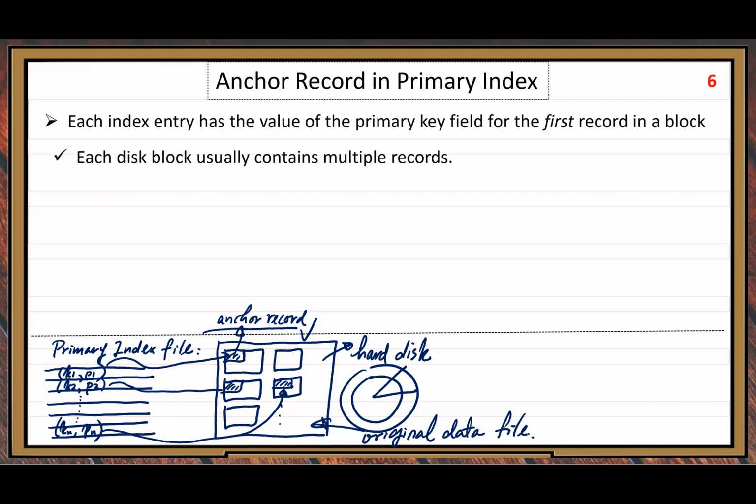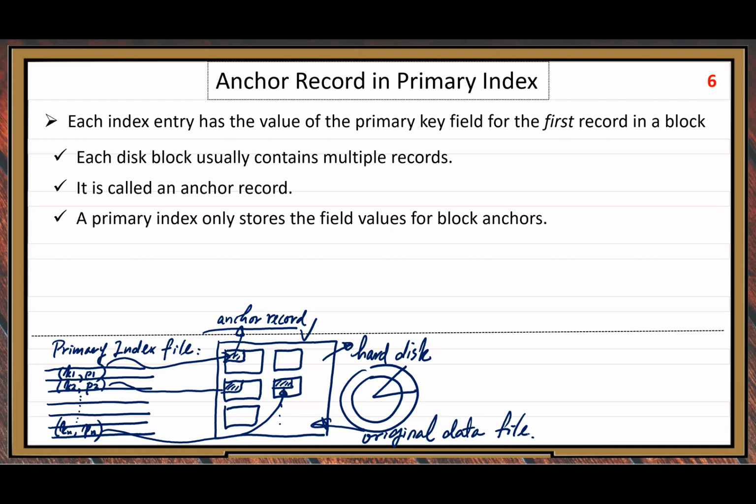Each disk block usually contains multiple records. We can do the calculation. We need to know the record size and the block size, then we do division to find how many records are contained in each disk block. The first record in each disk block is called the anchor record. A primary index only stores the field values for block anchors. Non-anchor records we do not store in the primary index file.